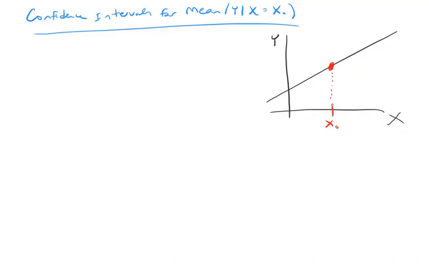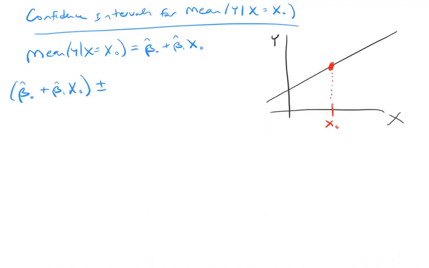Well, let's see. I already know that the mean of y when x is equal to 3, or any number x naught, I'm just using 3 as an example of x naught, is estimated by just plugging in the intercept estimate plus the slope estimate times whatever this number is. So that thing is going to be at the center of my interval. So I'm going to have beta naught hat plus beta 1 hat times x naught, plus or minus something.